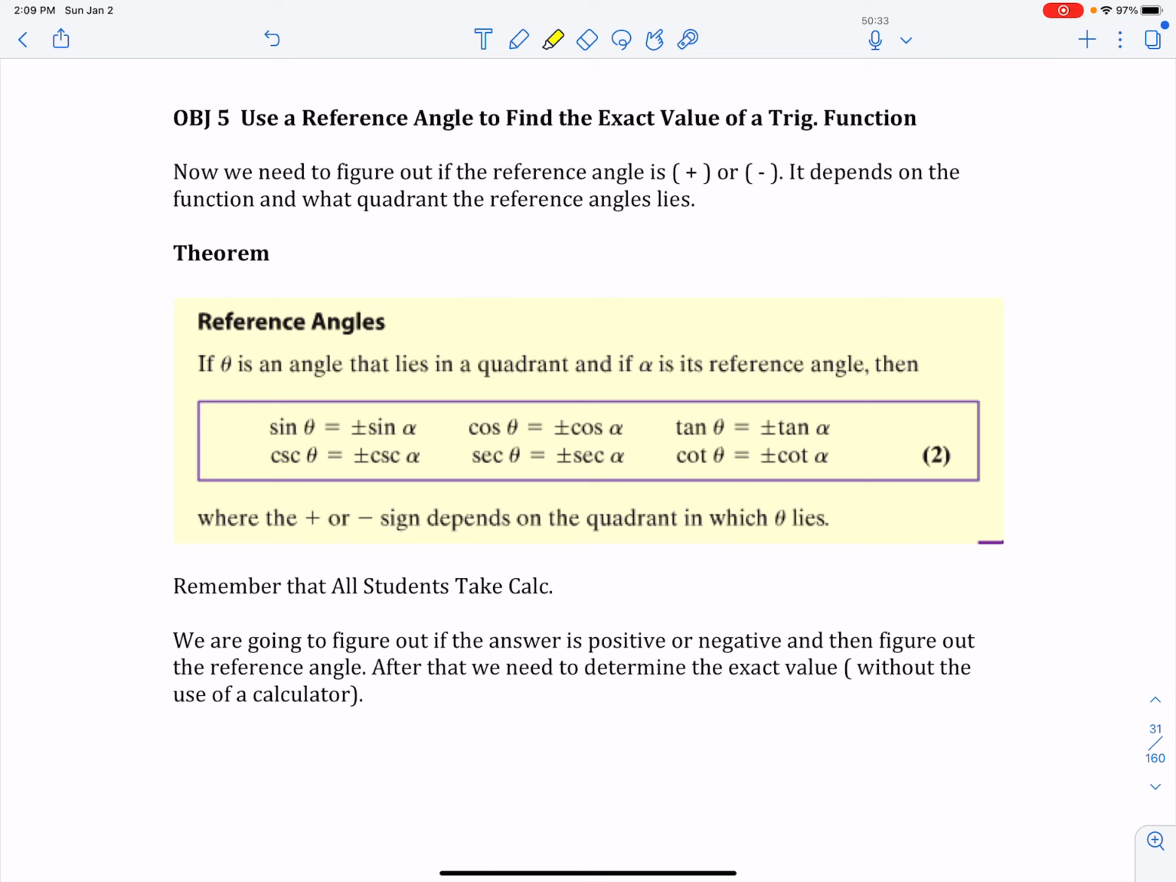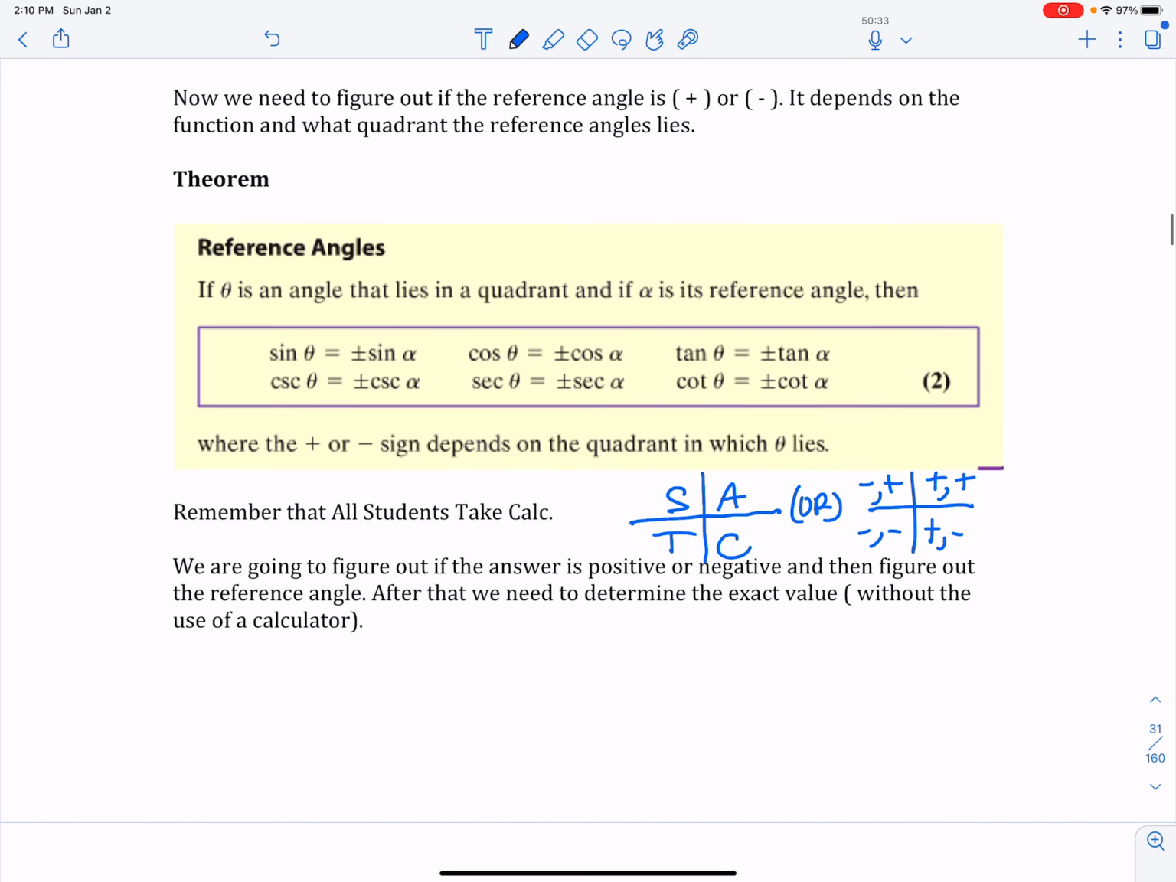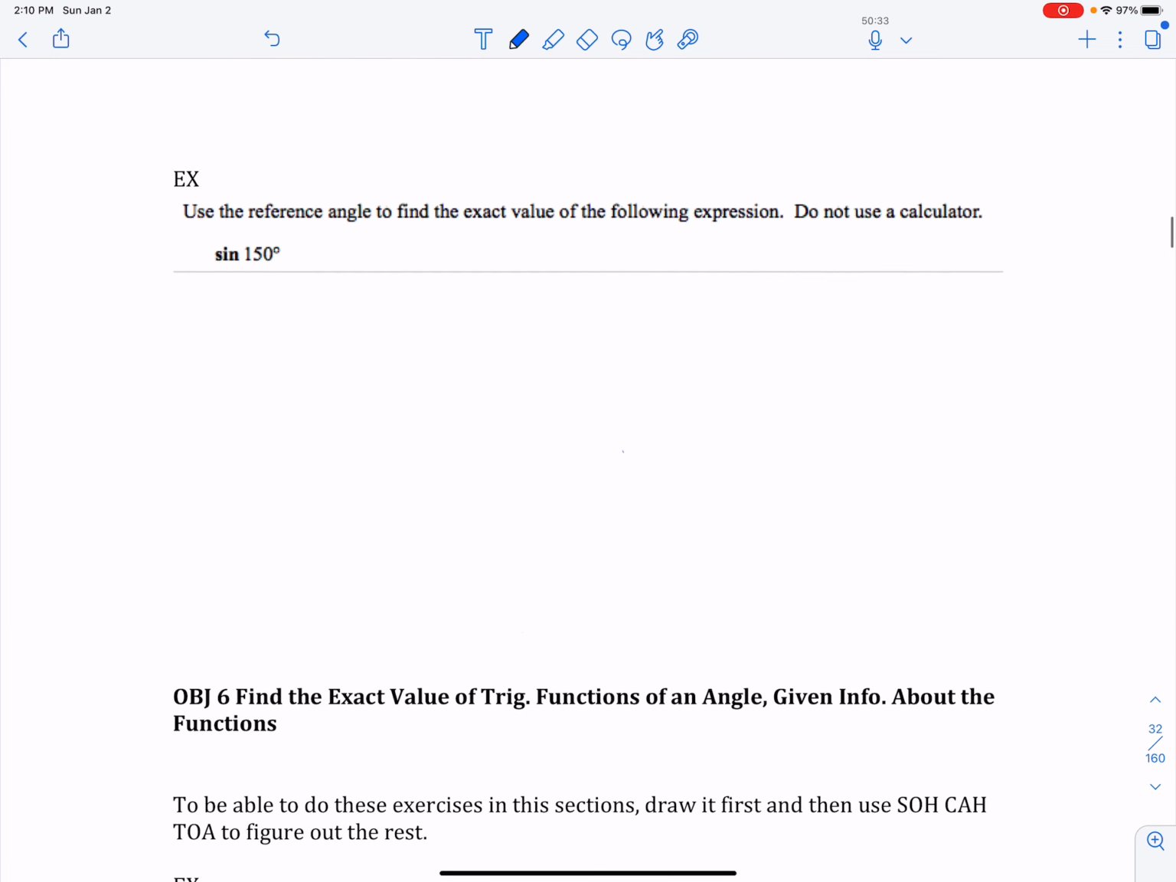Okay, so once again, for this portion, you might want to use All Students Take Calculus. That tells you the positive function and what quadrant they lie in. Or you could also use the signs: plus plus, minus plus, minus minus, and finally plus minus. So either one will get you where you need to go. Okay? So let's go ahead and look at this.